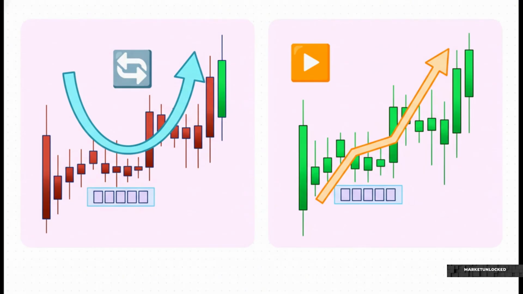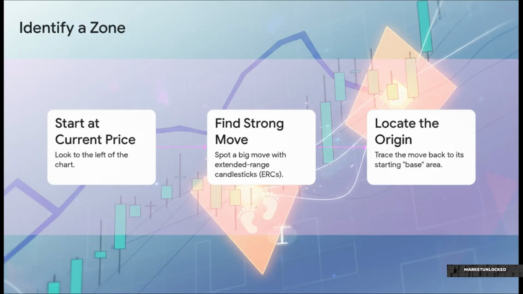We basically find these zones in two main flavors. You've got your reversal patterns, which are exactly what they sound like. They signal that the whole trend is about to turn around. And then you have continuation patterns, which are more like a quick pit stop, where the trend just catches its breath before continuing on its way. And spotting a zone is actually a really simple 3-step process.